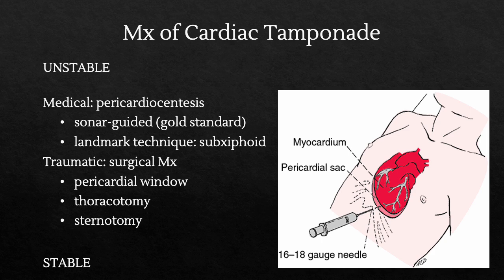After doing the needle pericardiocentesis, the patient does need definitive management, which is provided by surgery, by either doing a pericardial window in the patient or by doing a thoracotomy. If your patient is stable, you have more time to get surgery involved for a more definitive management. You do not need to do a needle pericardiocentesis in them.